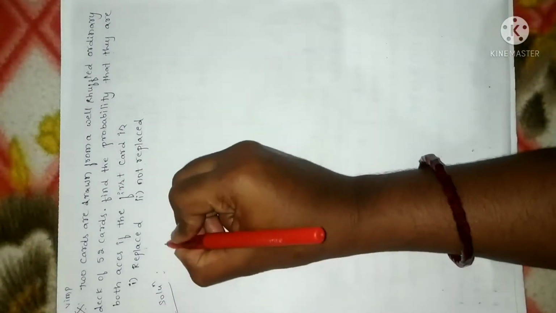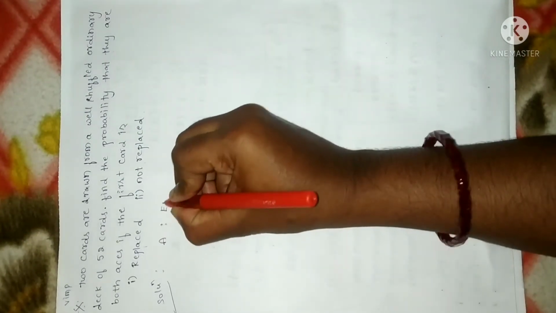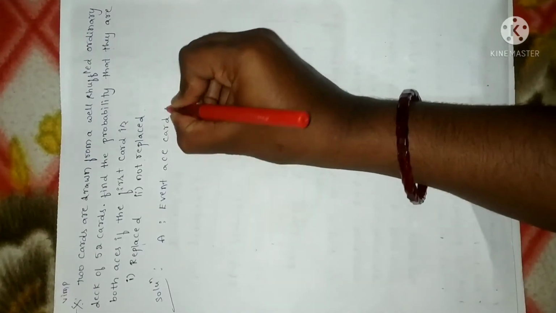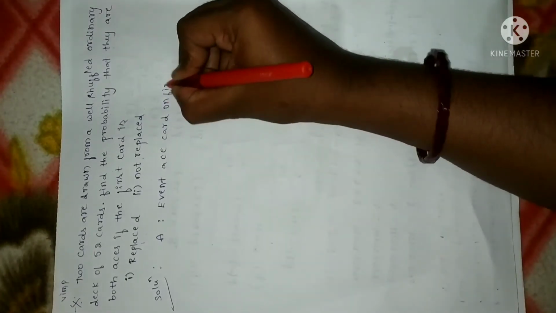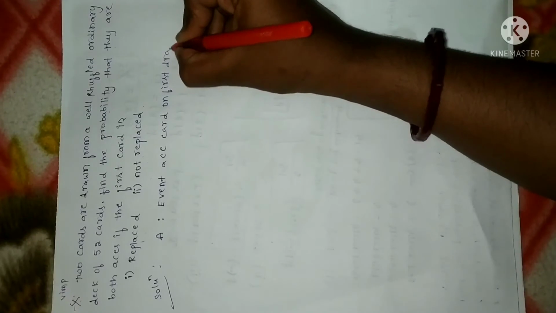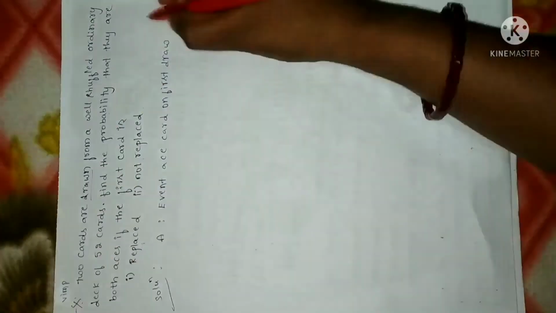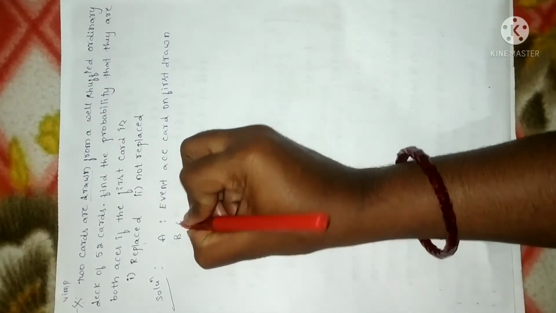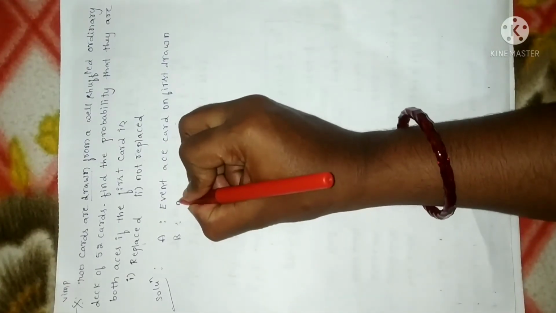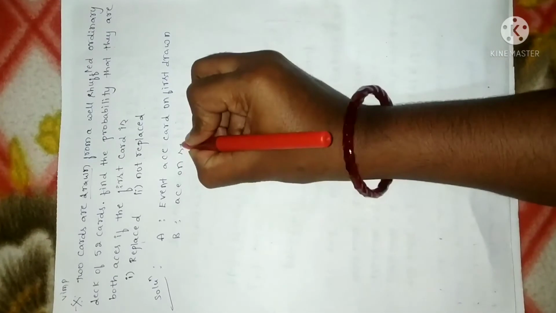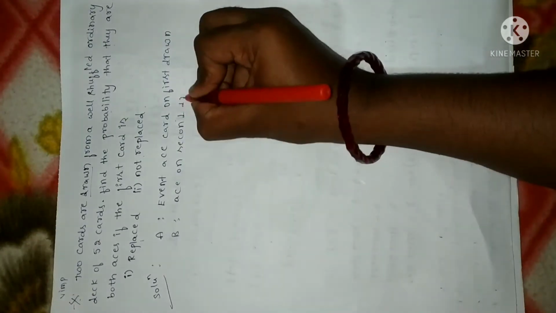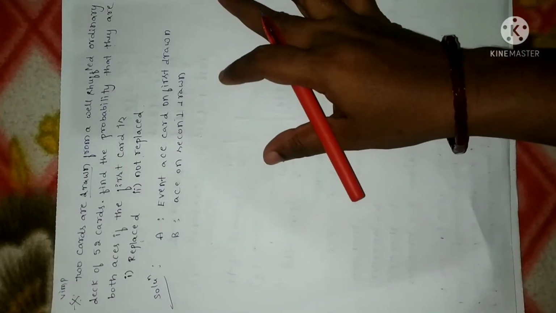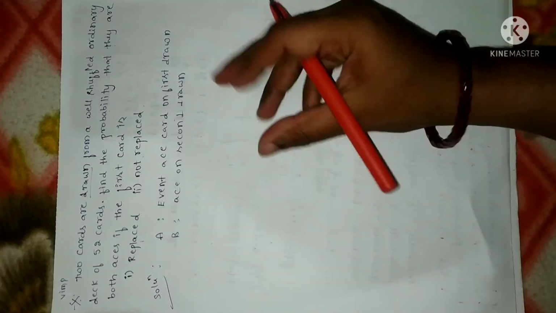See here, let us take event A as the event ace card on first draw, right? So 2 cards are drawn. So when the first card is drawn, getting an ace card. The second event is ace on second card, second draw. Fine. We can solve this either by using conditional probability or usual probability.